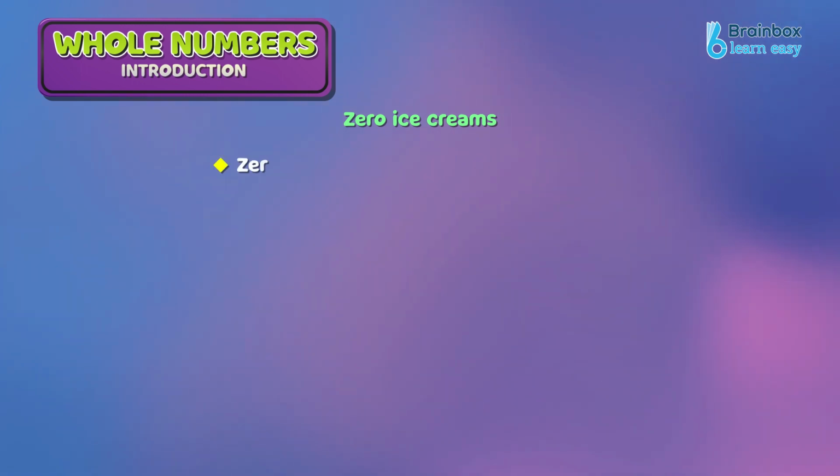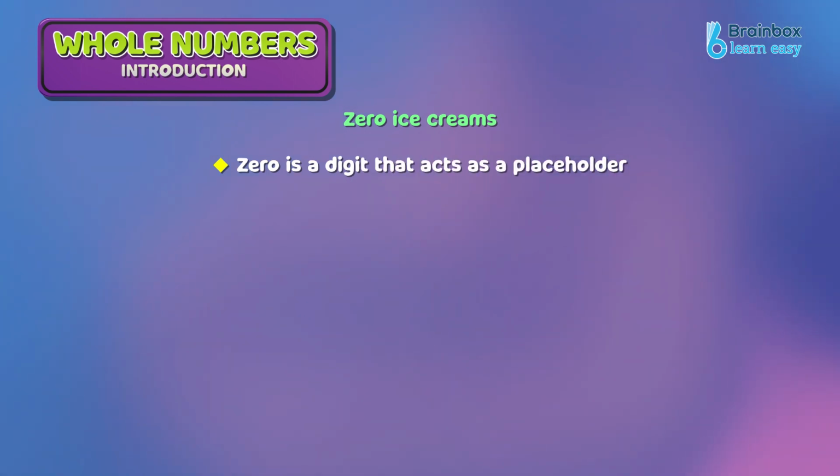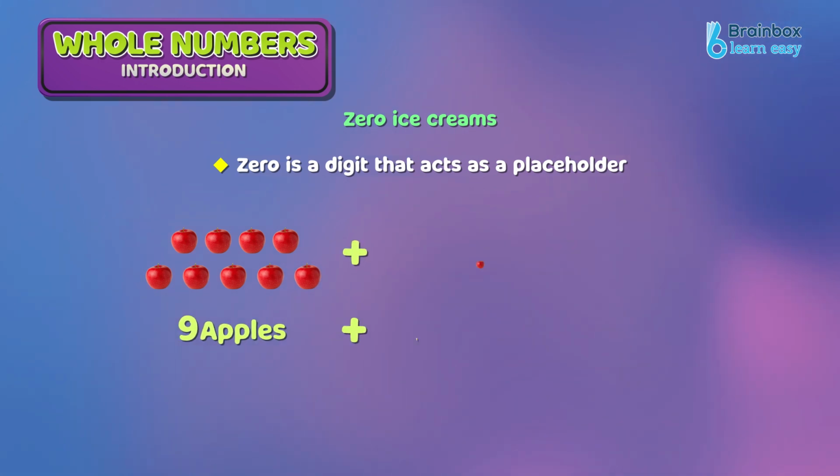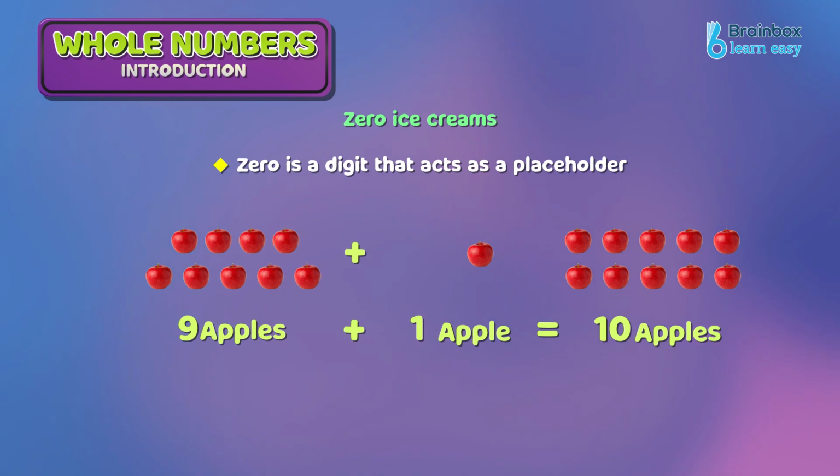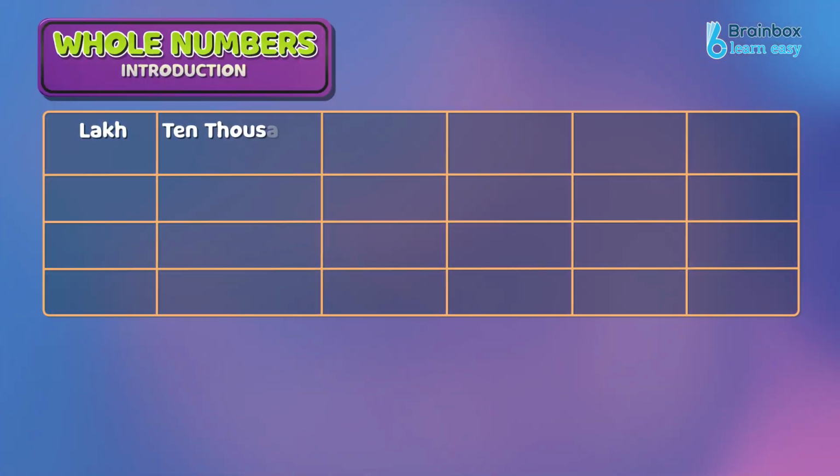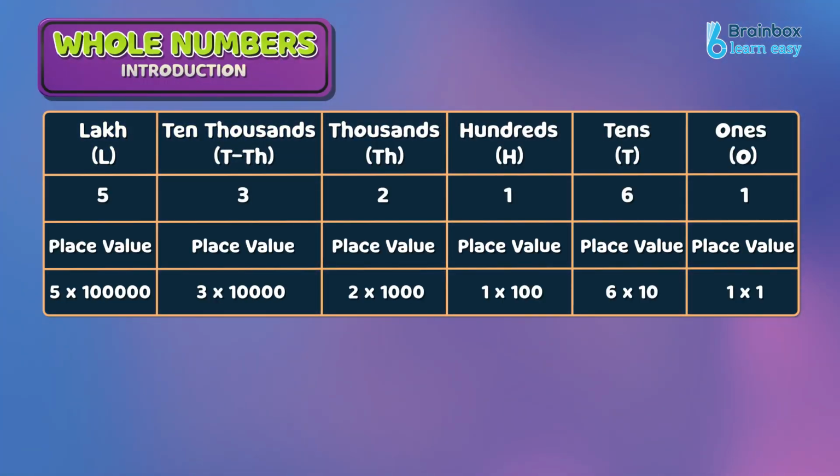Well, 0 is a digit that acts as a placeholder. Without 0, we cannot count the number beyond 9. When we add 1 to 9, we get 10. We have learned in our previous chapter how 0 placed in a position in a place value chart gives the value of a number. Now, do you see the importance of 0?